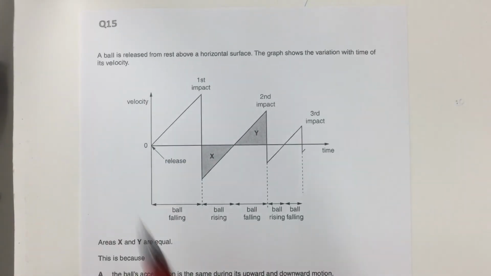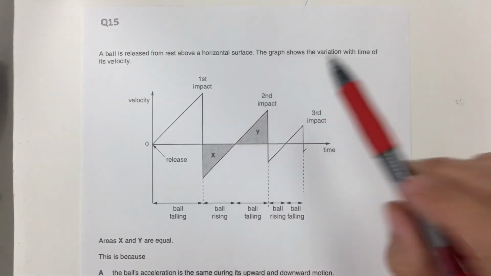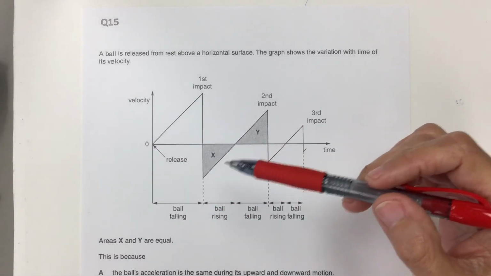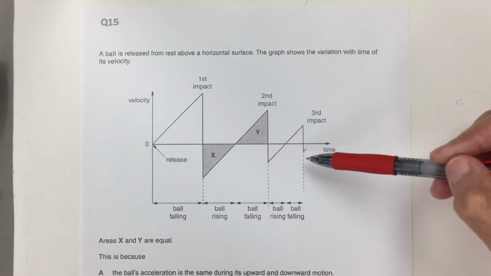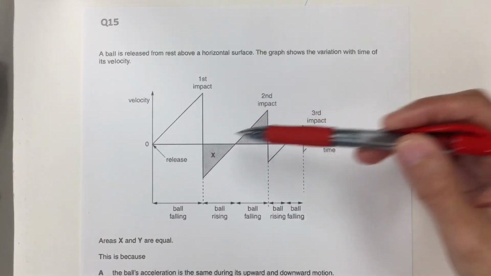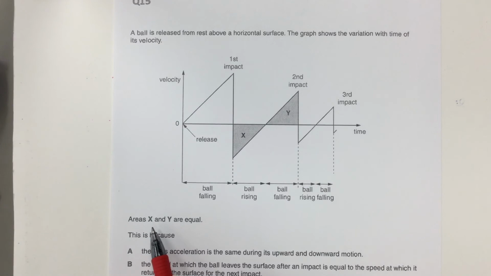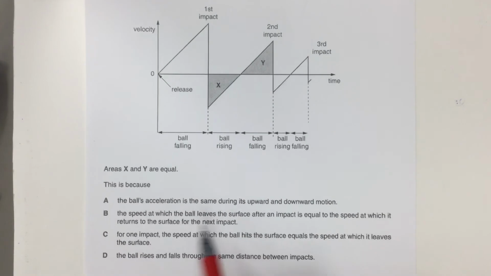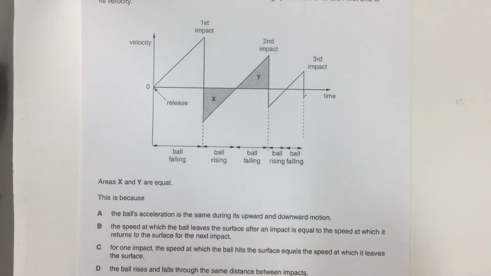Question 15. A ball is released from rest above a horizontal surface. The graph shows the variation with time of its velocity. Looks like a bouncing ball here, because there's a first impact, second impact, third impact, and it's kind of losing velocity as it hits the ground. So here it says that areas X and Y are equal. This is because... I'm going to read sentence by sentence and try to figure out which one is correct. So before I do this, let me determine one thing.